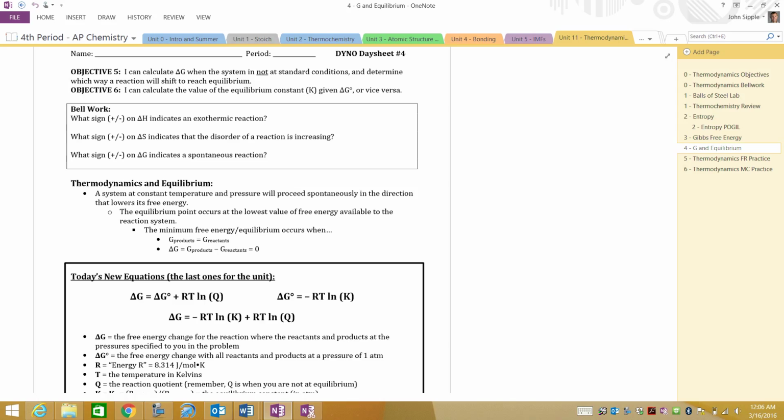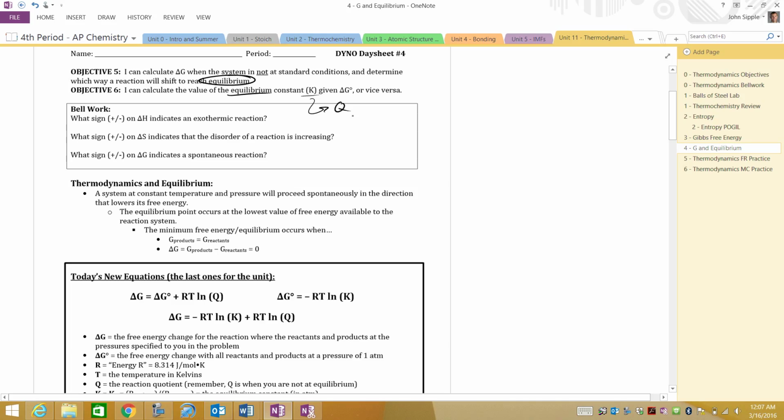So we're going to do delta G a little bit more today. And we're going to be looking at when the equilibrium is not at standard conditions to determine which way the reaction is going to go to reach equilibrium. So when we're talking equilibrium, we're talking about K, and we're probably going to do a little Q today as well. So here we go.